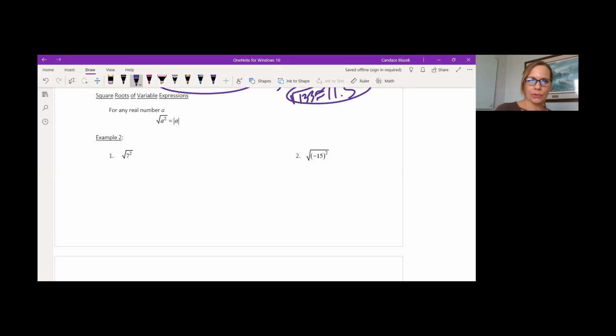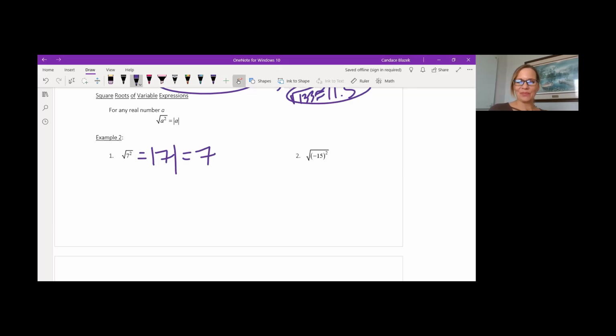And just some examples. Number one, the square root of 7 squared. It is true that this is the absolute value of 7, but that's just equal to 7. Okay, but since 7 is already positive, you'll get the same value out.